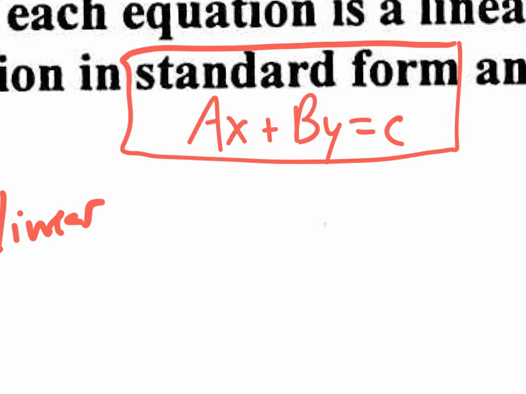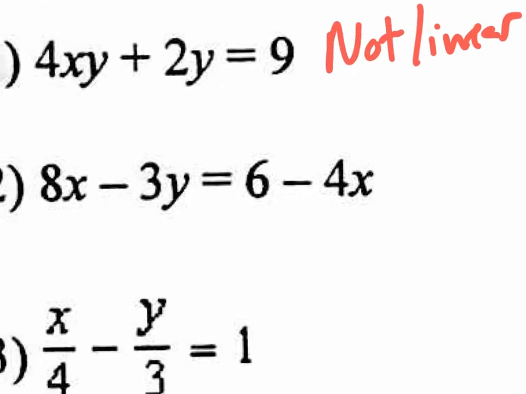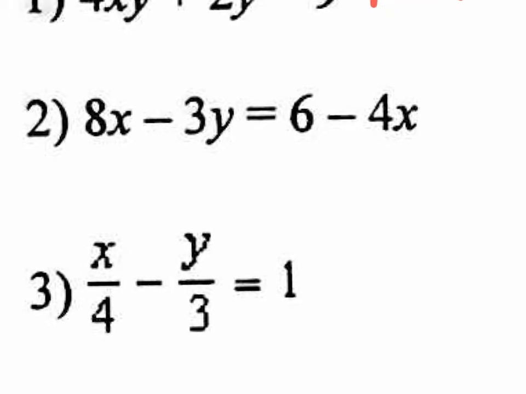So once again, what is standard form? I like to say capital AX plus capital BY equals capital C. That C came out kind of small, huh? So on number 2 and 3, they are linear. So let's change them to standard form.